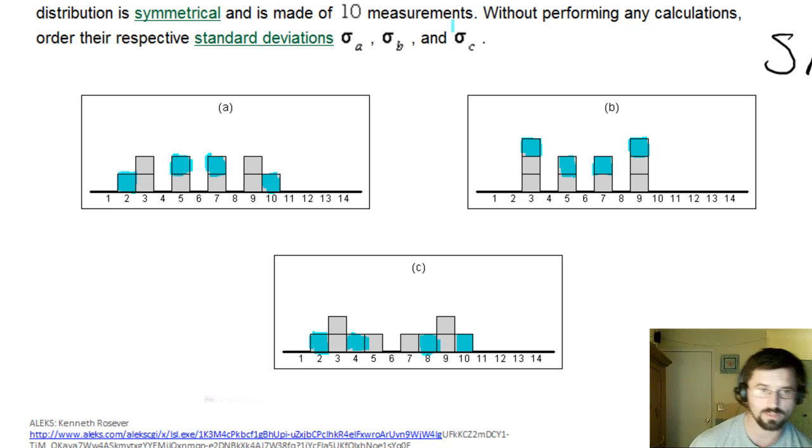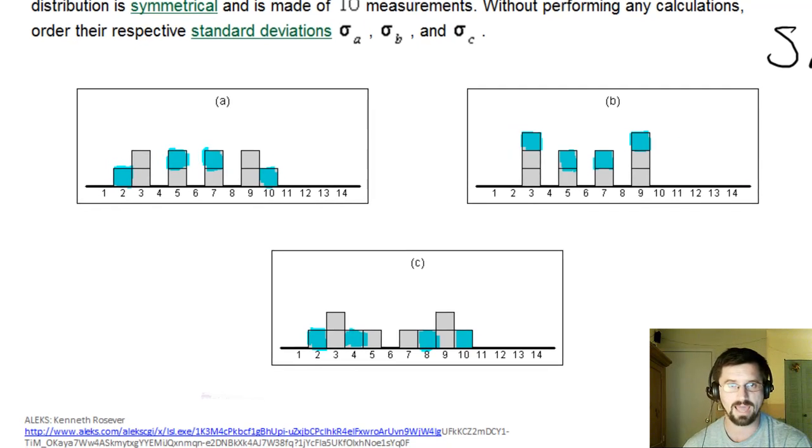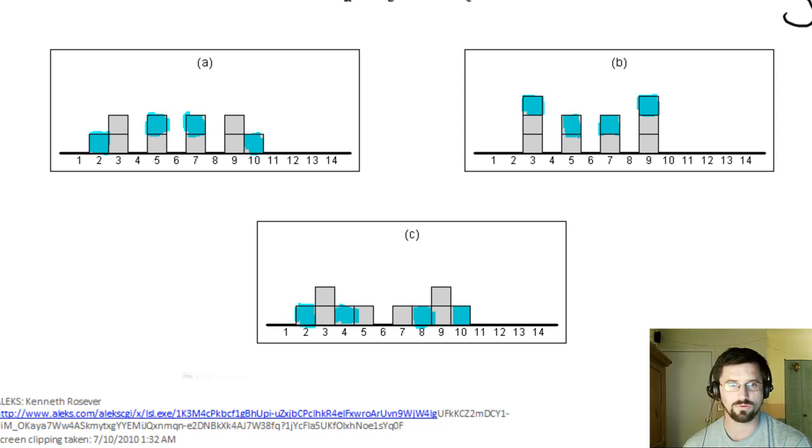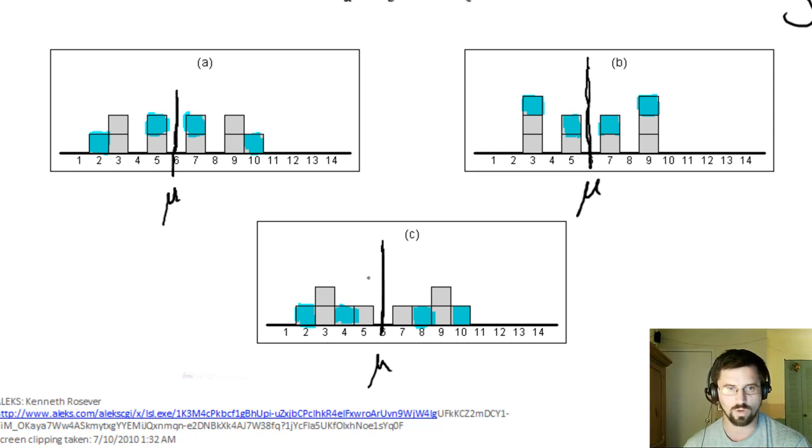Okay. So the question is, if you're just looking at a 2 and a 4 and a 7 and a 10, is that more spread out than a 2 and a 4 and an 8 and a 10? And you're like, more spread out from what? From the mean. So right in the center, because it's symmetric, there's our mean. It's at 6. Our mean for all of these is at 6. So, the question is, which one is more spread out?